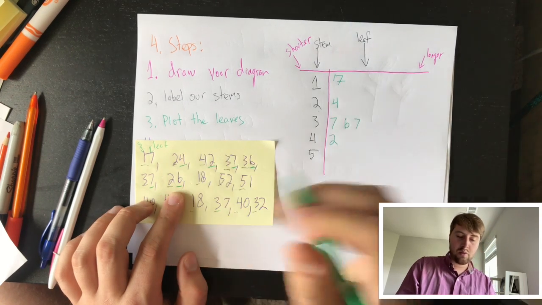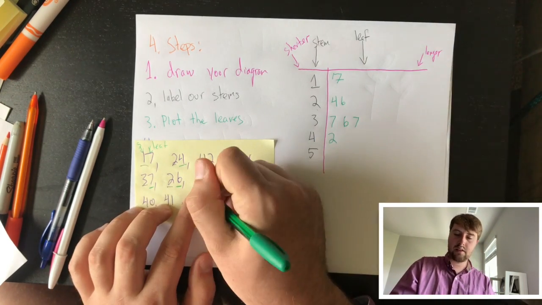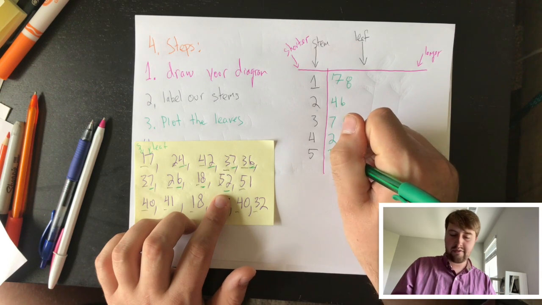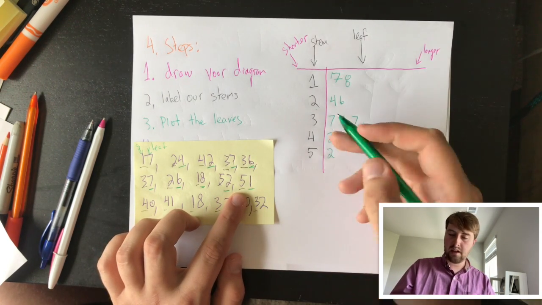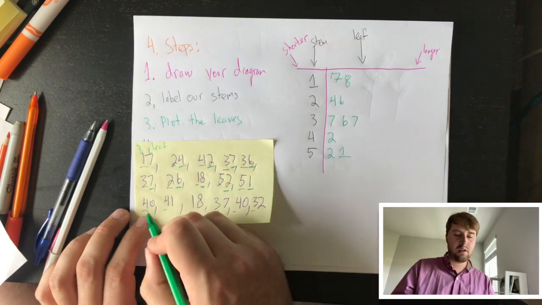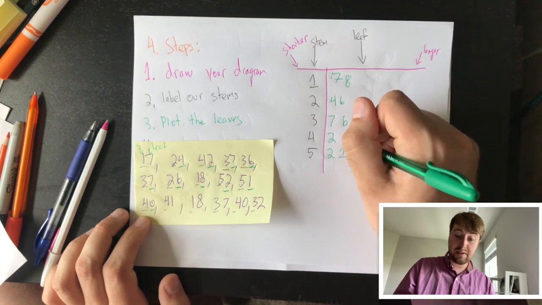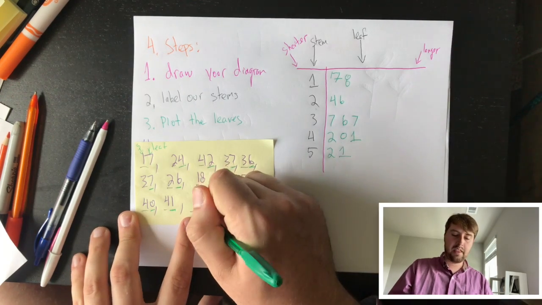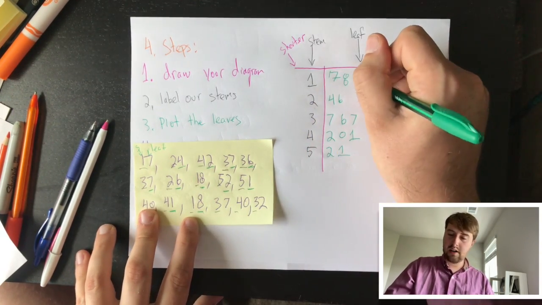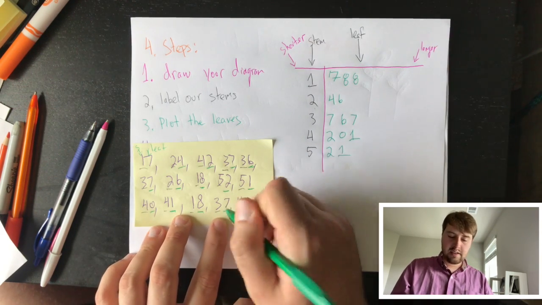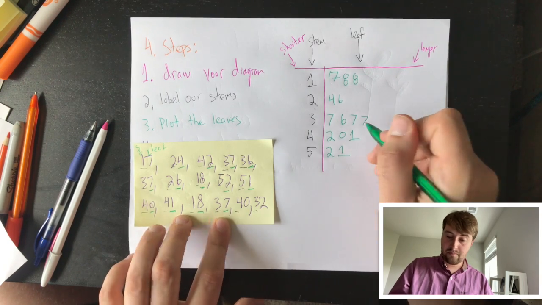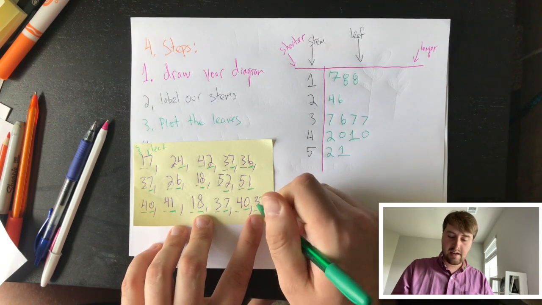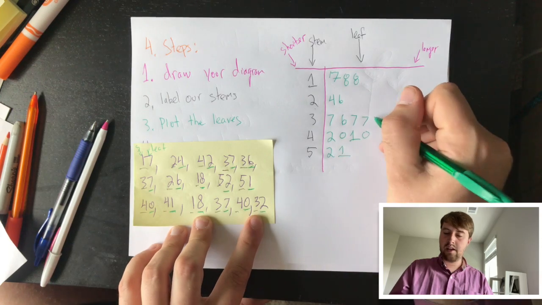Then we have a 26, our stem is 2, our leaf is 6. 18, our stem is 1, our leaf is 8. 52, our stem is 5, our leaf is 2. 51, same stem, 5, our leaf is 1. 40, our stem is 4, our leaf is 0. 41, our stem is 4 again, our leaf is 1. 18, we know 1 is going to be our stem, then our leaf is 8 again. 37, our leaf is going to be 7 with our stem of 3. 40, our stem is 4, our leaf is 0, and our last data point is 32, so we have our stem of 3 and our leaf of 2.